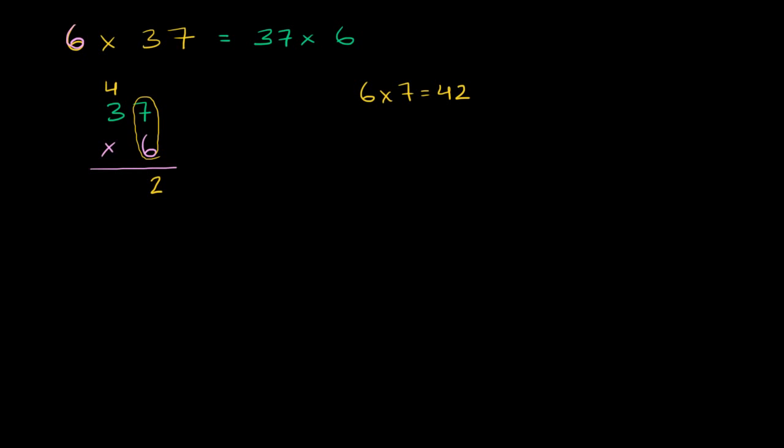Now, we need to think about what 6 times 3 is. Well, once again, we know 6 times 3 is equal to 18. But we can't just write an 18 down here. We still have this 4 to deal with. So 6 times 3 is 18, but we've got to then add the 4. So 6 times 3 is 18 plus 4 is 22. So it's 6 times 3, and then we're adding that 4 right over there. And that's how we get our answer. So 222.